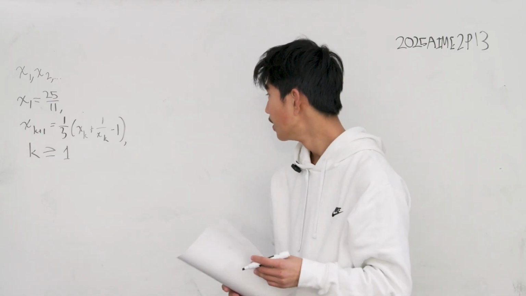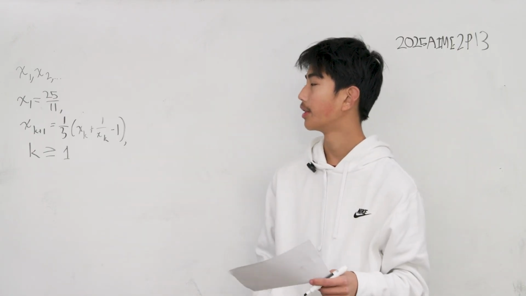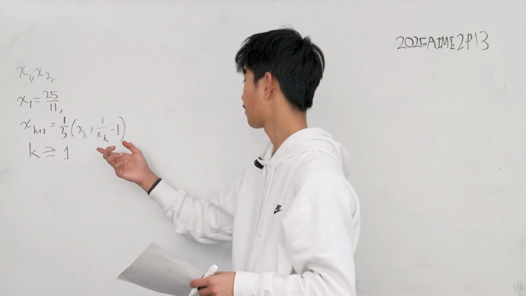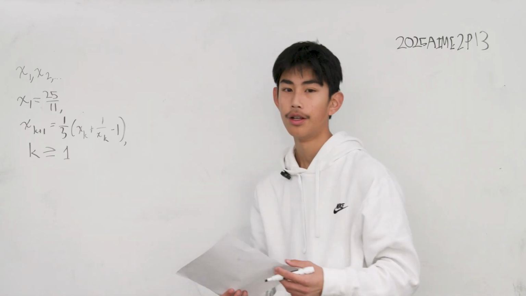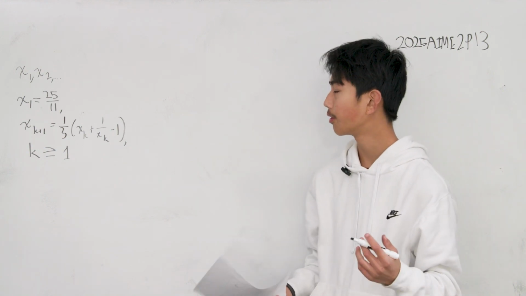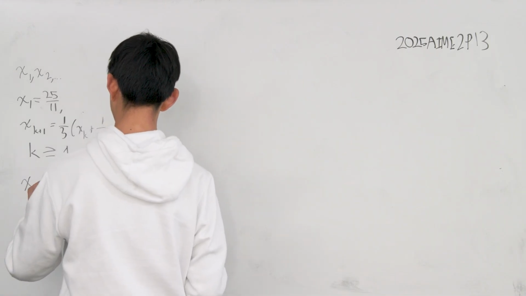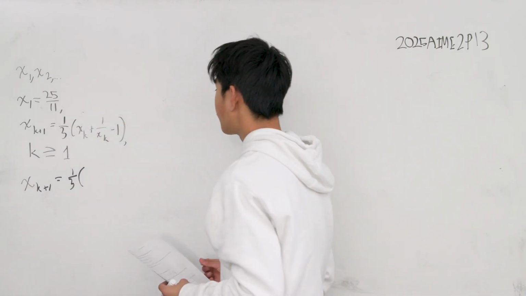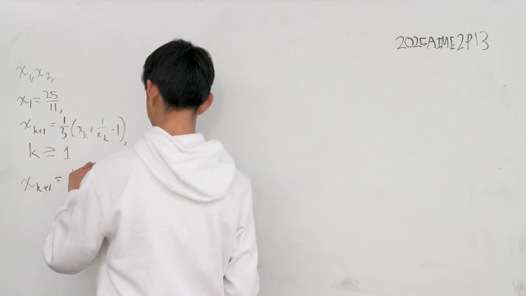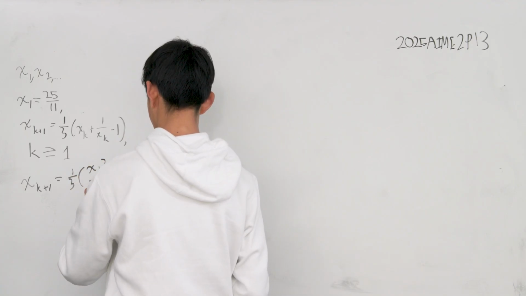So for this problem, it begins with some algebraic manipulation. We see that this is not in its simplest form. We don't like how it looks here because we have a reciprocal. So what we want to do is first simplify this a little more. We write x sub k plus 1 equals 1/3, and we just put x sub k on the denominator. So this is x sub k squared minus x sub k plus 1 over x sub k.